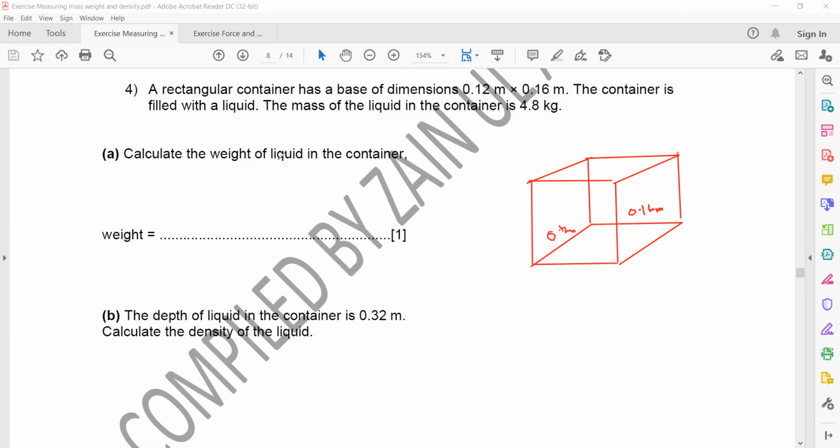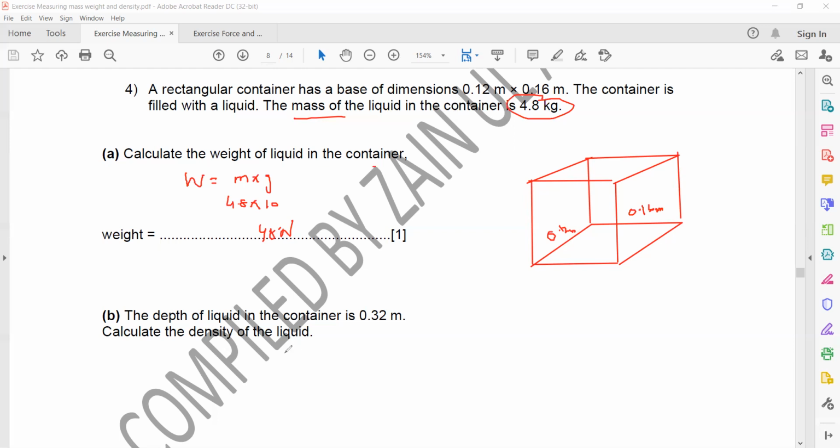The first part they ask, calculate the weight of the liquid in the container. How to get the weight of the liquid in the container? The mass of the liquid in a container is 4.8. If they do not specify a planet, so you are basically performing it on Earth. So on Earth, there's a formula for weight. Weight is equal to mass multiplied by gravity. So mass is 4.8 and gravity on Earth is 10, so it will be 48 Newton. That is the weight of the liquid inside the container.